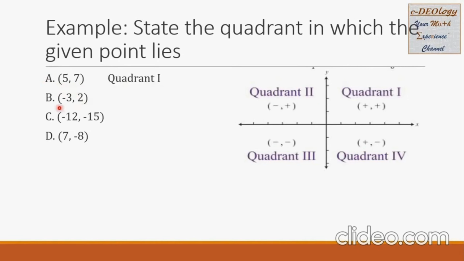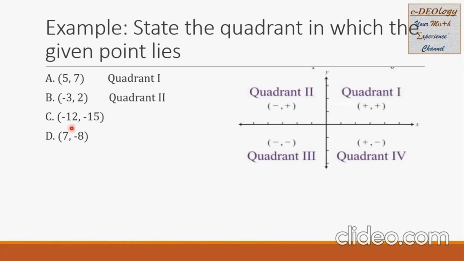Second ordered pair, (-3, 2). We can see that the x coordinate is negative and the y coordinate is positive. In this case, this point lies in the second quadrant.